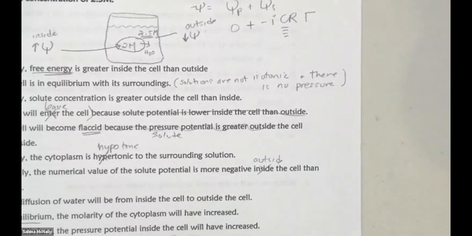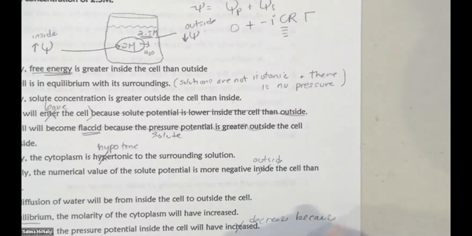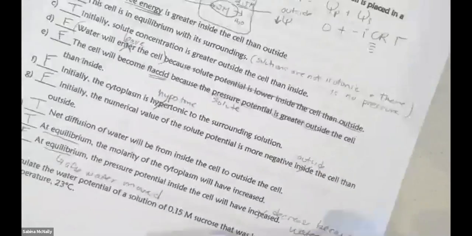The pressure potential inside the cell will decrease because water is leaving. And water is what's putting pressure on the cell.